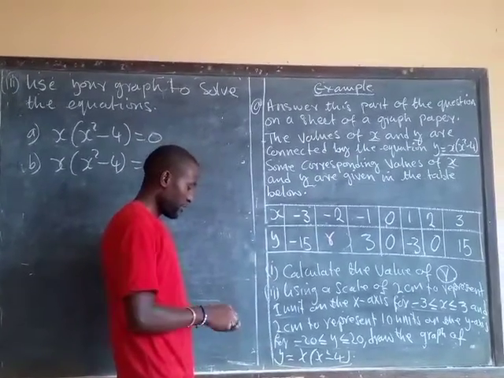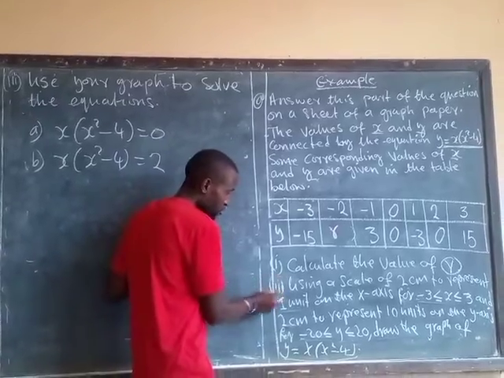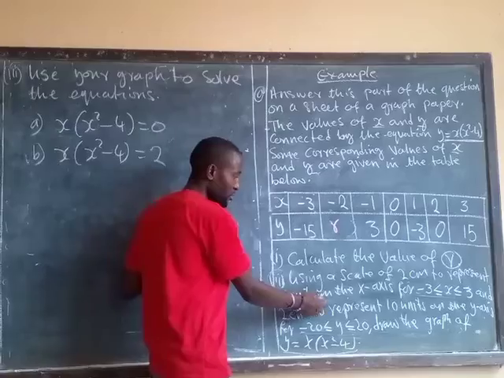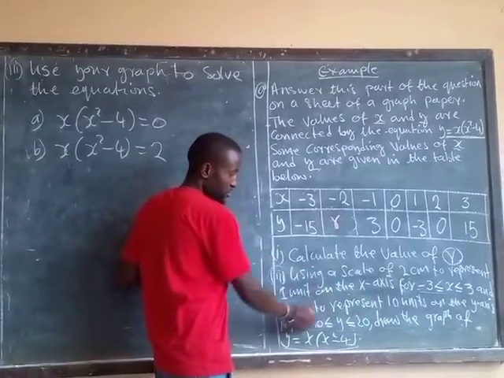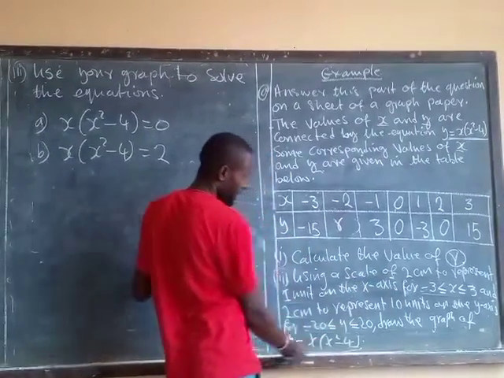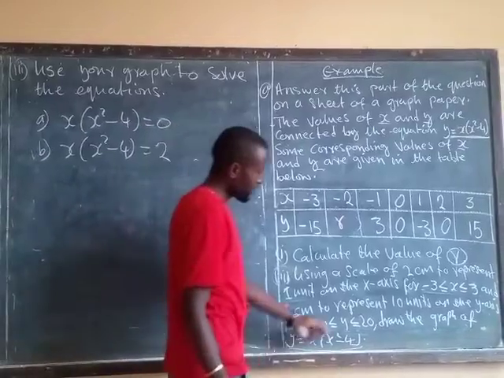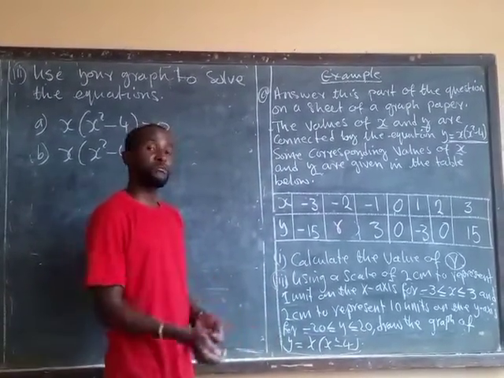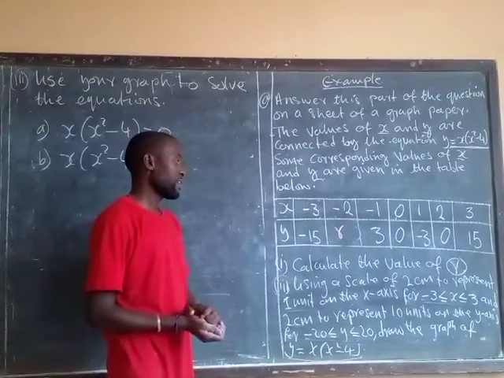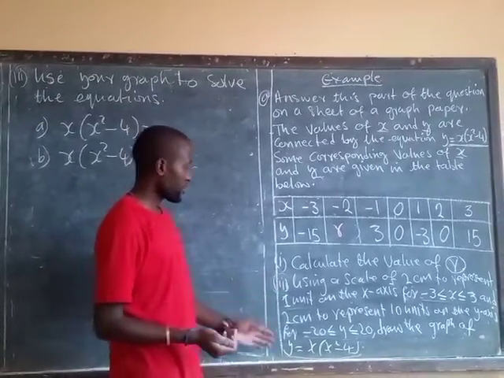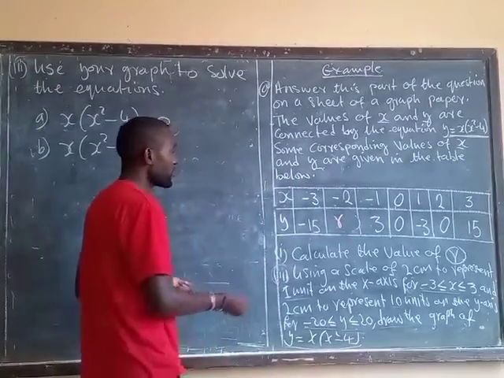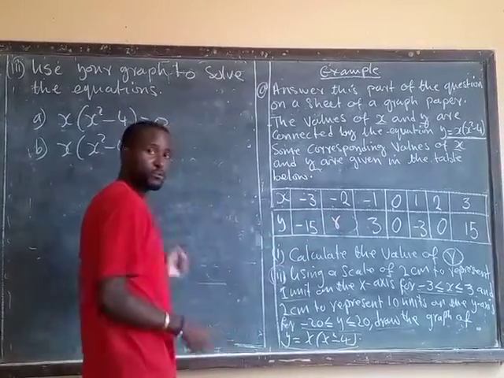And we left it on question 2: using a scale of 2 cm to represent 1 unit on the x-axis and 2 cm to represent 10 units on the y-axis, draw the graph of this equation. Hopefully you had an attempt on how to draw this. Now I'm here to correct your work and make sure that you get it correct this time. Last time we found our r to be 0.